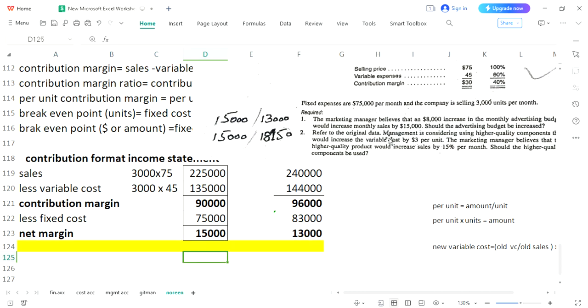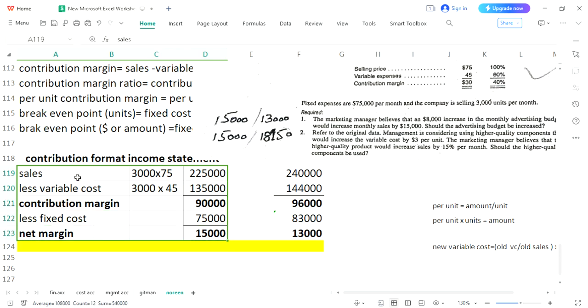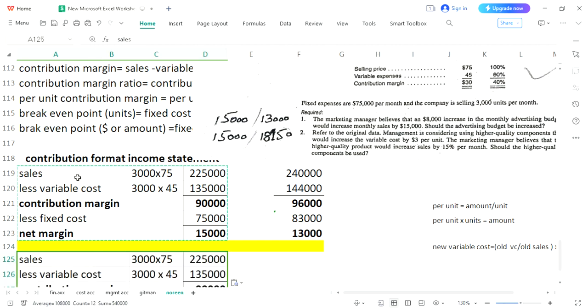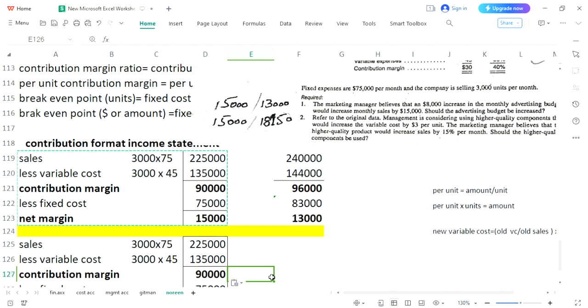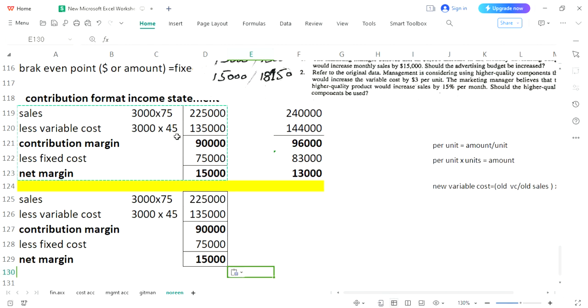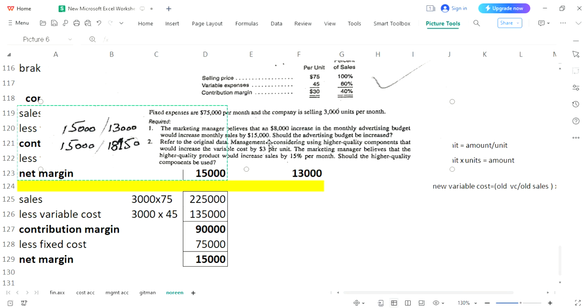Refer to the original data. It means this was your original data, where everything was taken as given in the question, and his requirement is to take the original data. It's easy for me, what I have done is I have taken a copy from the original data, but you will have to write it again. So what is the next requirement? He is saying refer to the original data. Management is considering using high quality components that would increase variable cost by 3.